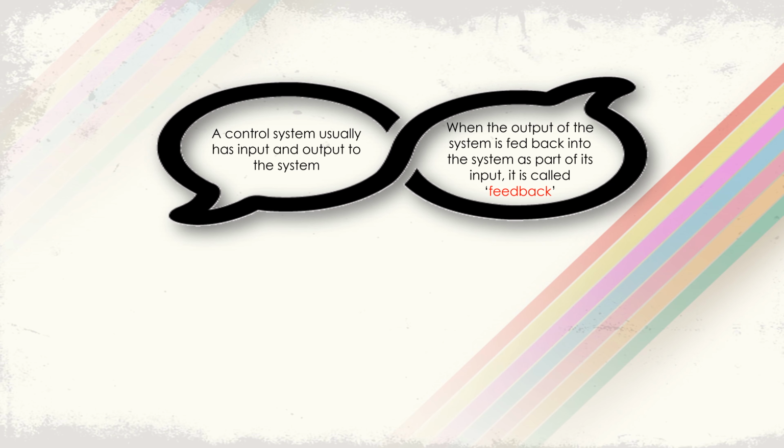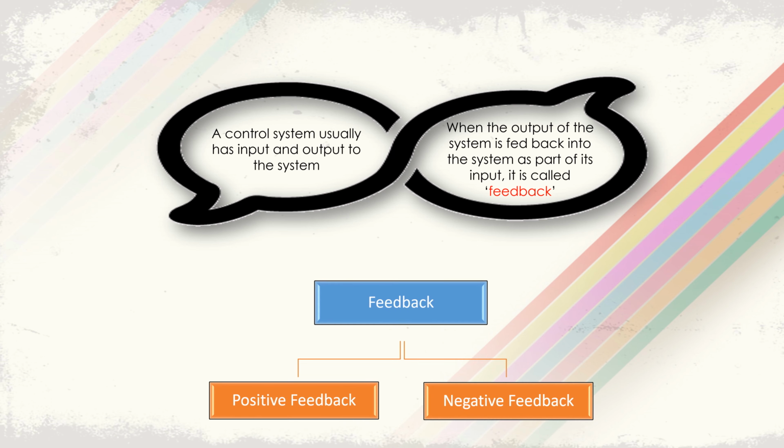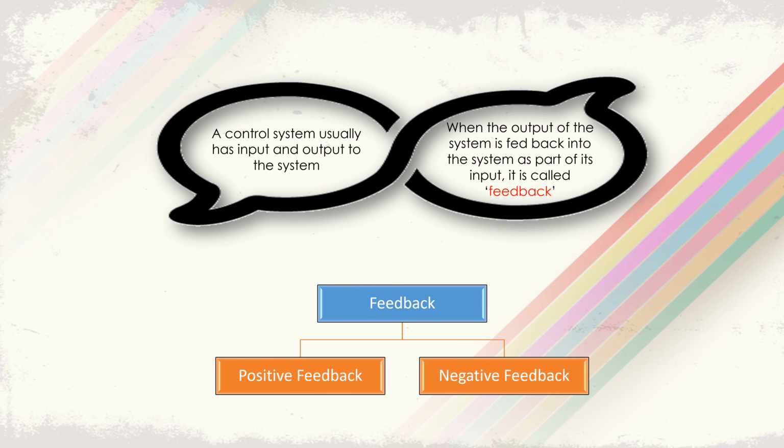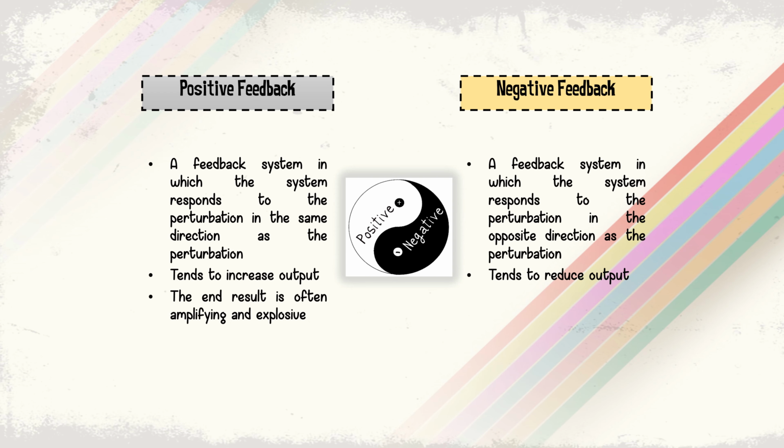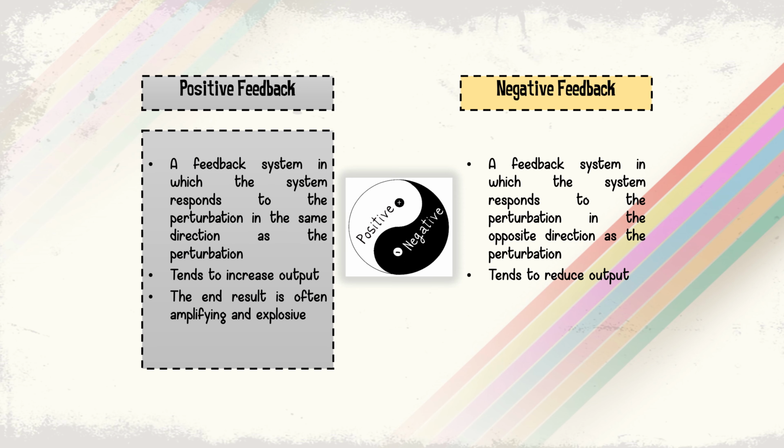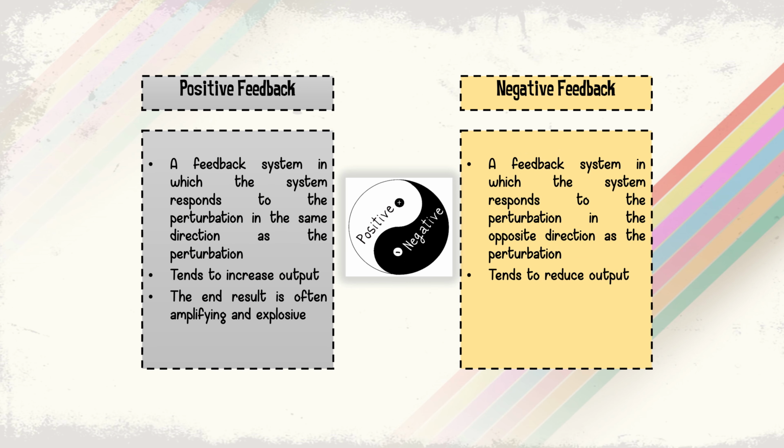Feedback acts as a control to a system. There are two types of feedback, which are the positive feedback and also the negative feedback. A positive feedback tends to increase the final result or the output, while the negative feedback tends to reduce the output.